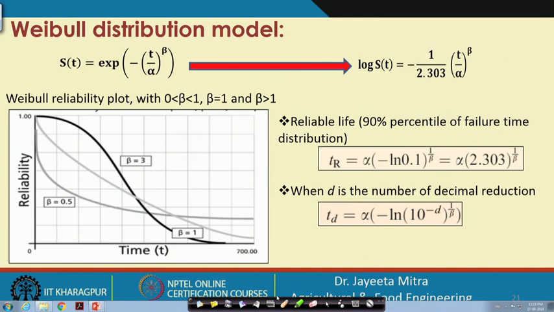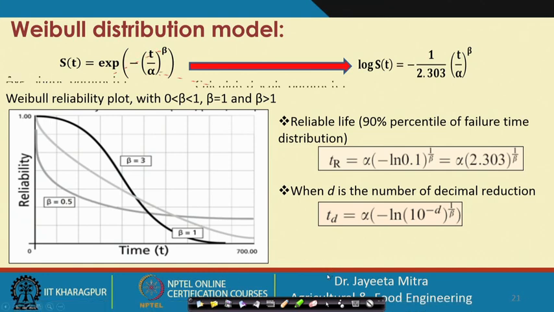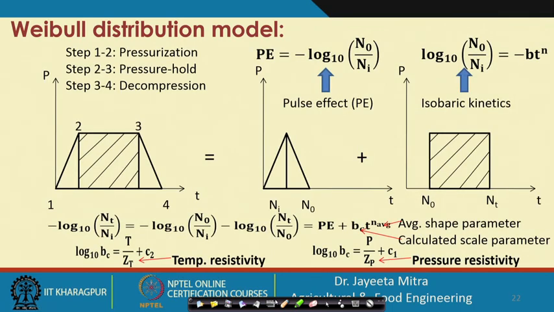This is how the microbial destruction can happen for different beta values, and these values depend on the average shape parameter, that is beta, and alpha is the calculated scale parameter. So, how can that Weibull distribution model be interpreted?